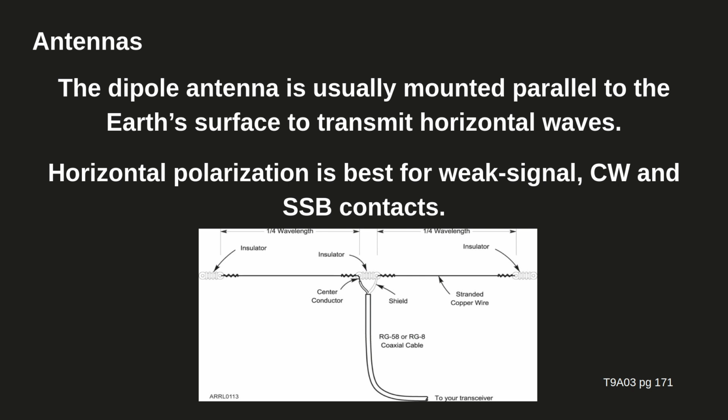All right, the dipole antenna, that's probably one of the most commonly used antennas that we have. The dipole antenna is usually mounted parallel to the Earth's surface to transmit horizontal waves. Horizontal polarization is the best for weak signal, CW, and single sideband contacts. You can see the picture down below. The dipole is a wire antenna, and in the middle is the insulator, and then down where it goes through the coax, the coax comes down and feeds into your line, which is your radio. That's how you get out in the air and talk to people.